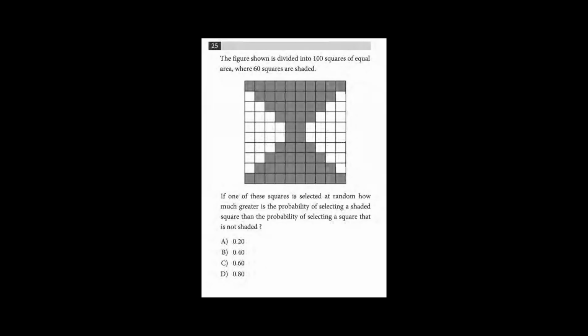Okay, so for question 25, we're told 100 squares and 60 are shaded, so that means the total is 100 and 60 shaded. What is the probability? If one of these squares is selected at random, how much greater is the probability of selecting a shaded square than the probability of selecting a square that's not shaded?